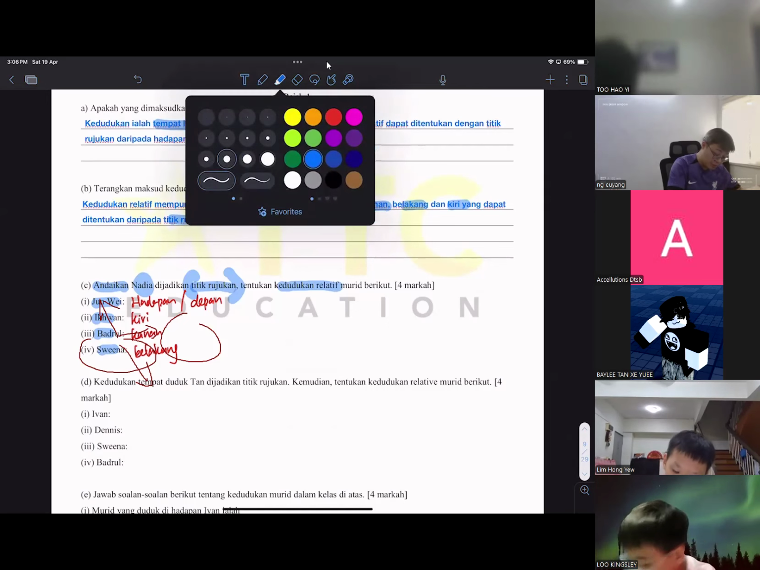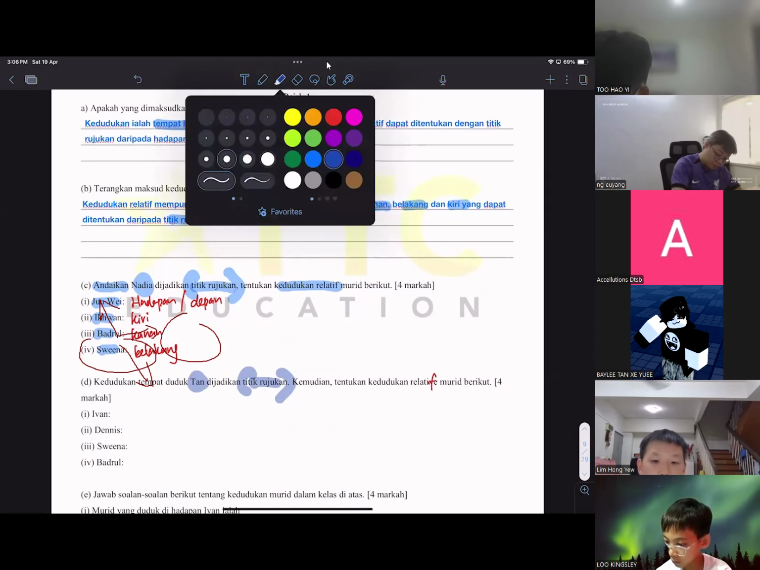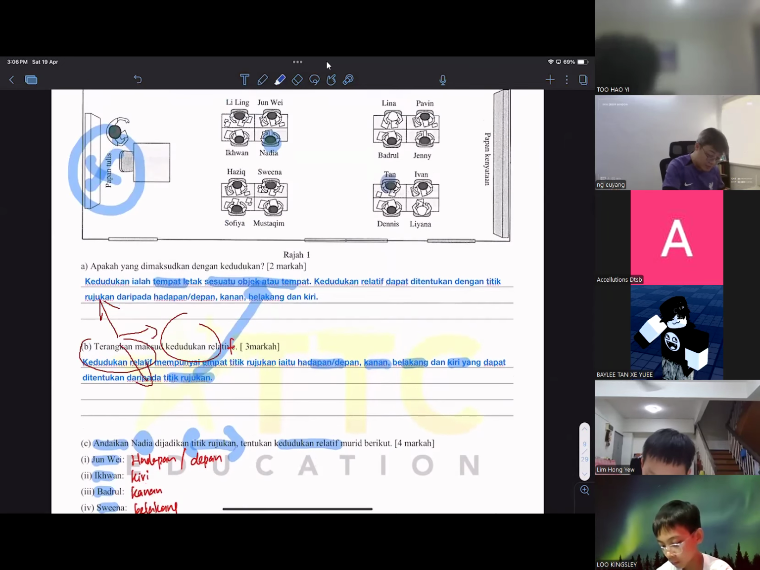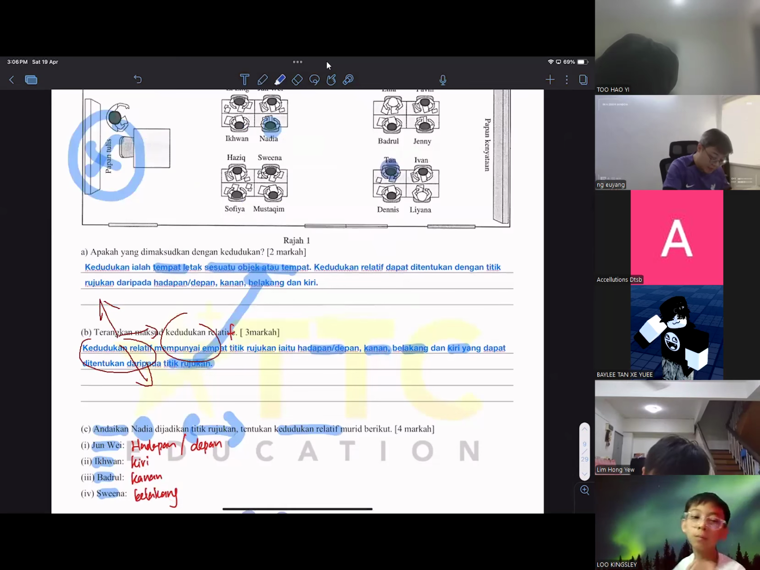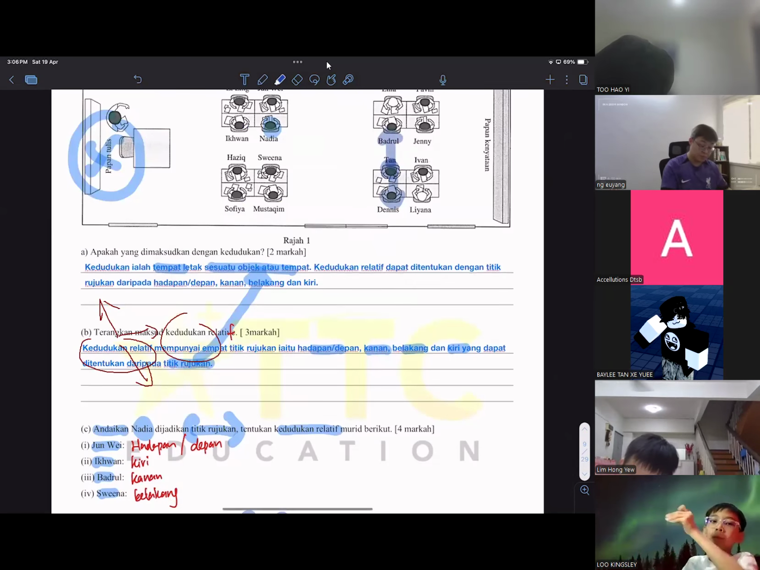So next question. We are using tempat duduk Tan as a titik rujukan. So all the kedudukan relative for Ivan, Dennis, Swina, and Batwu. So try to plot. Tan is here. So in front of Tan is Dennis. So belakang Tan is Batwu.